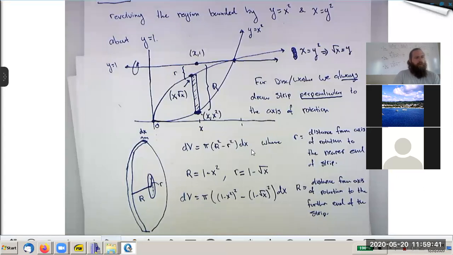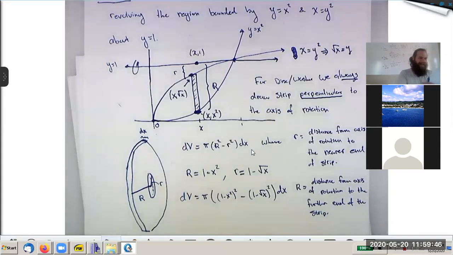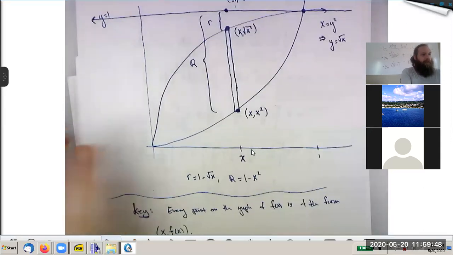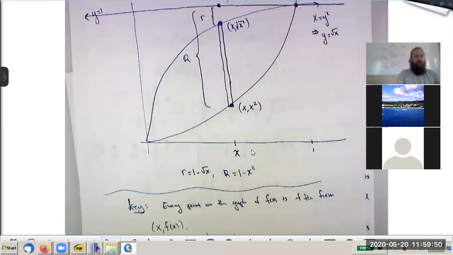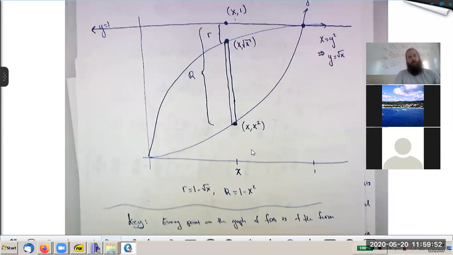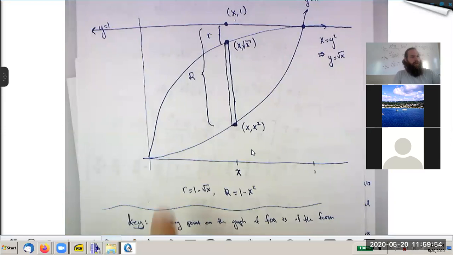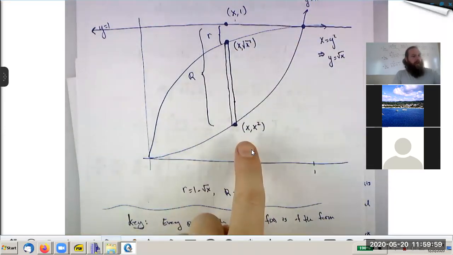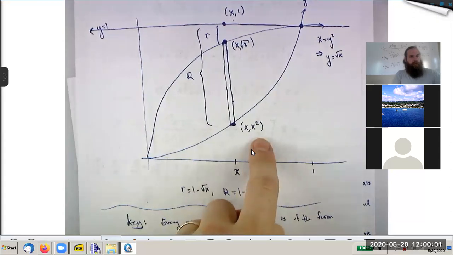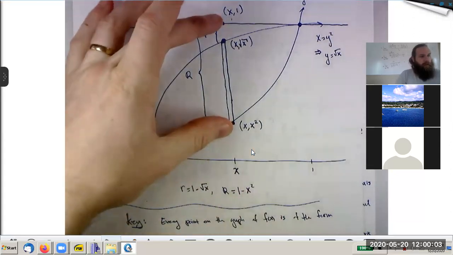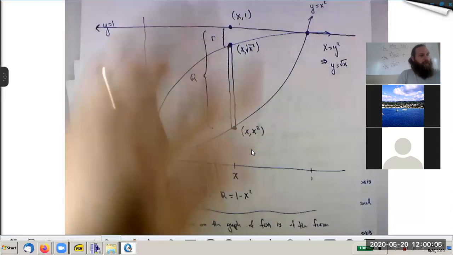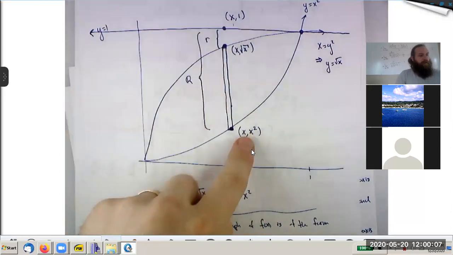If we're having a hard time seeing why big R and little r are what they are, you can return to this picture. The big idea is that along this curve, y equals x squared, a generic point looks like (x, x squared). So this distance right here from y equals 1 to y equals x squared is 1 minus x squared.